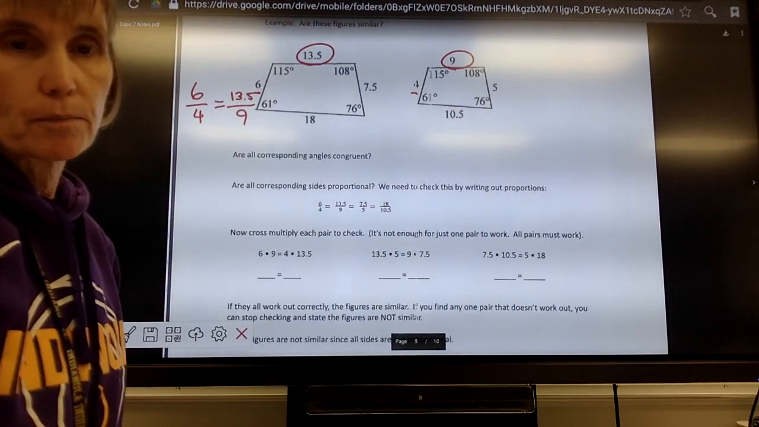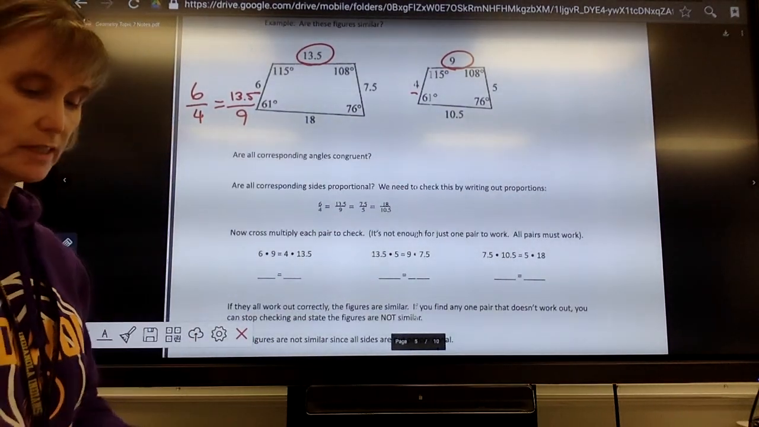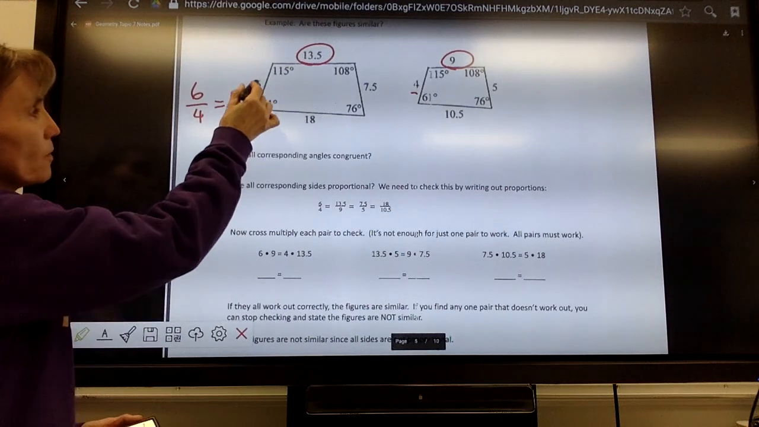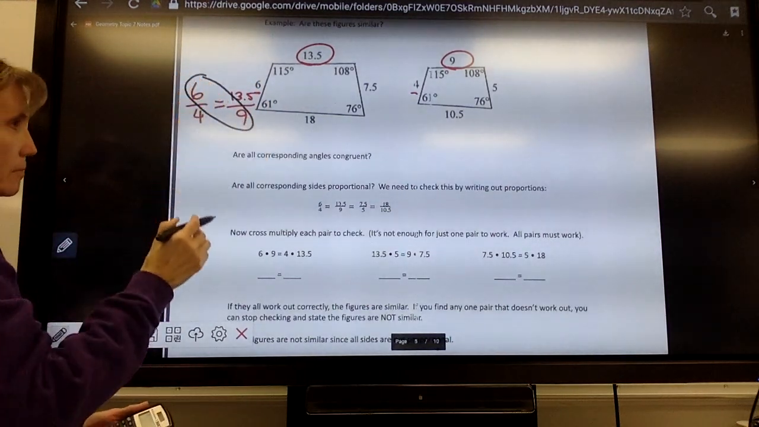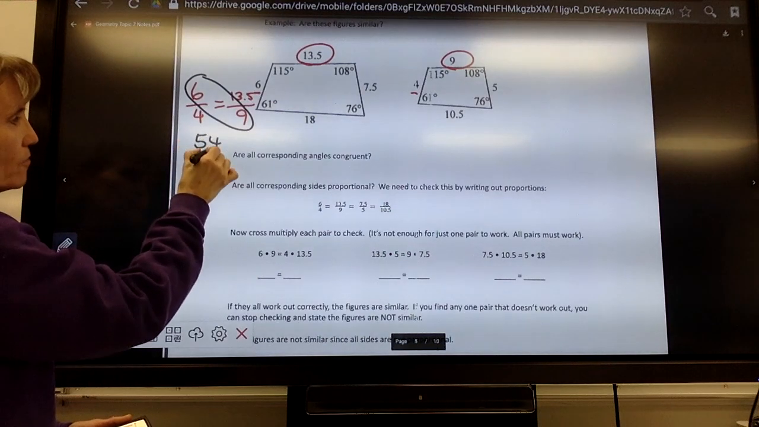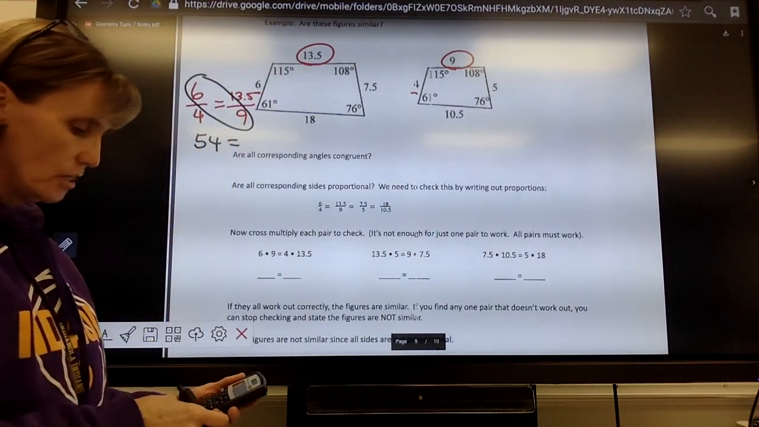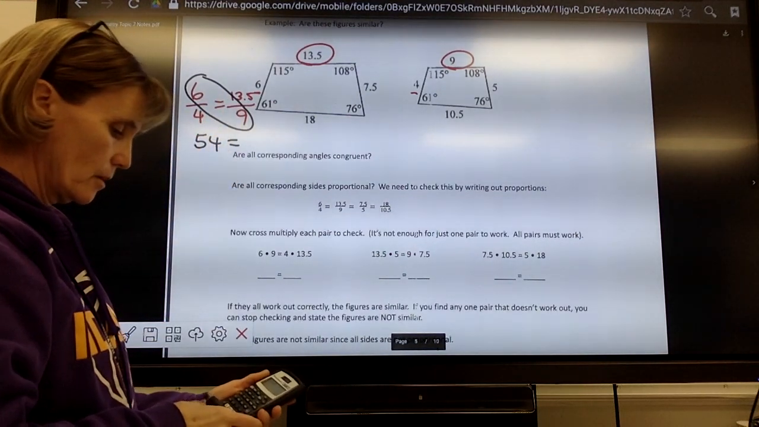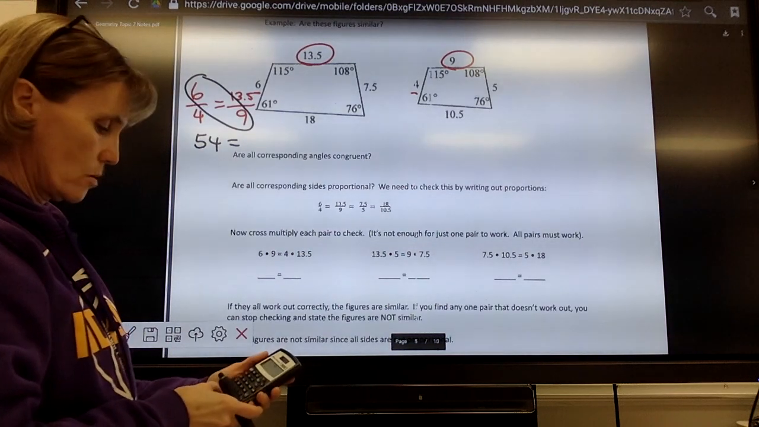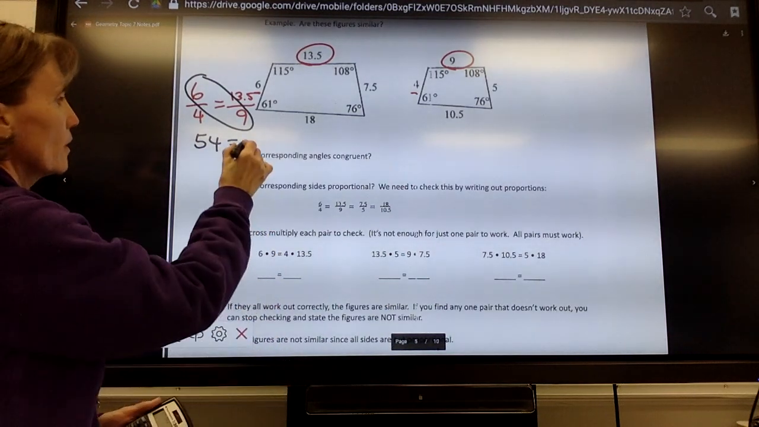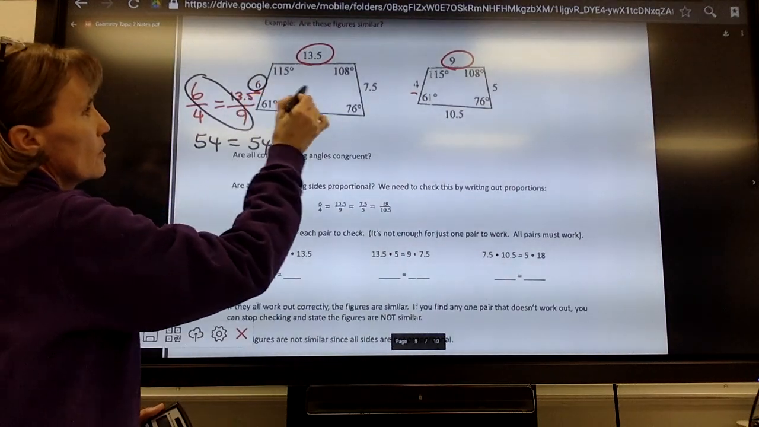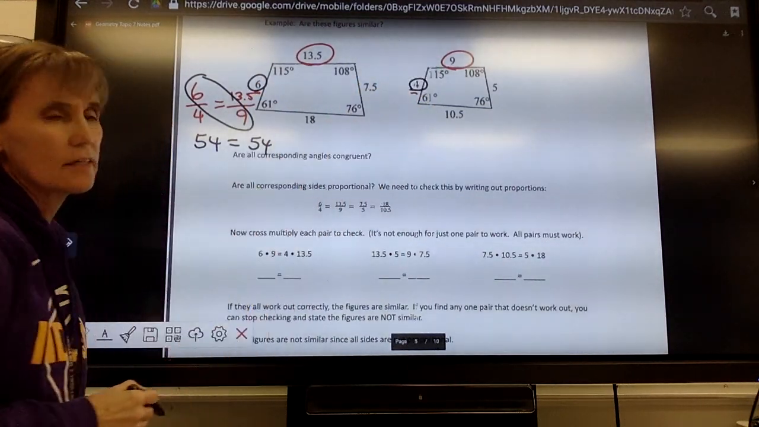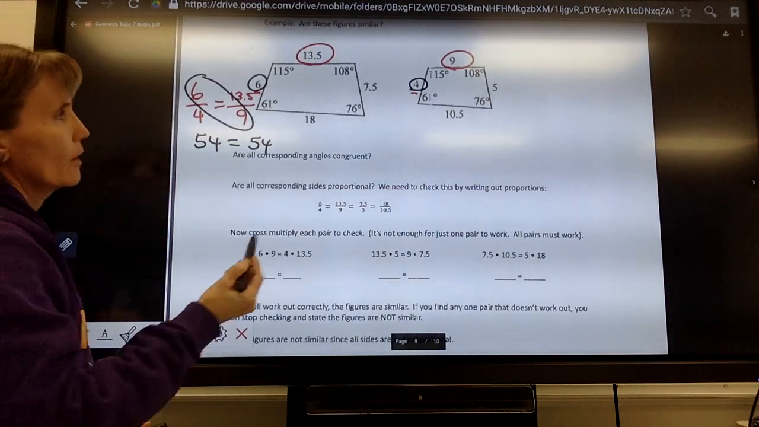Now, we'd say that's proportional if the cross products are equal. So I'm going to take 6 times 9. I know 6 times 9 is 54. Does that equal 13.5 times 4? Yep, I get 54. So that one checks out. Okay, so these two sides and these two sides have the same proportion. Okay, let's try another one.